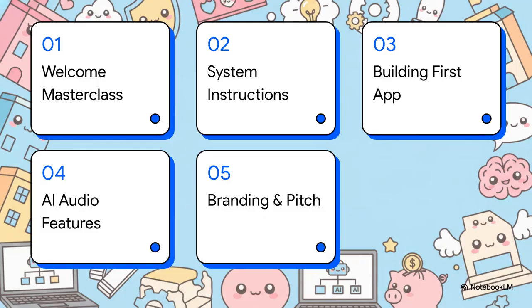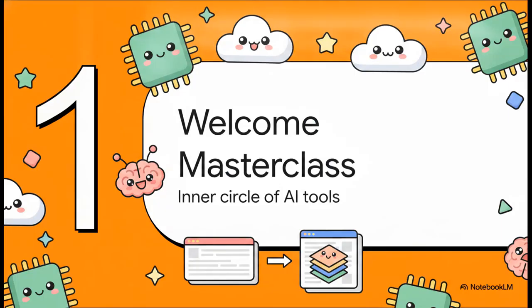So here's the game plan for this explainer. First, welcome to the masterclass. 2, mastering system instructions. 3, building your first app. 4, integrating AI audio features. And finally, number 5, branding and our final pitch. Let's jump right into part 1.